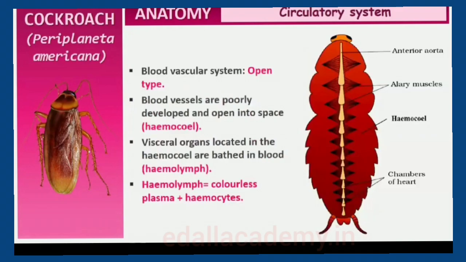Blood vascular system of cockroach is an open type. Blood vessels are poorly developed and open into space, hemocoel. Visceral organs located in the hemocoel are bathed in blood, hemolymph. The hemolymph is composed of colorless plasma and hemocytes.